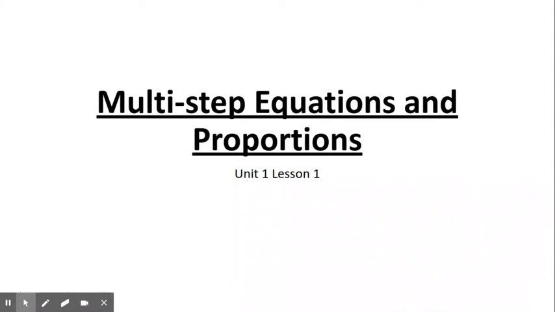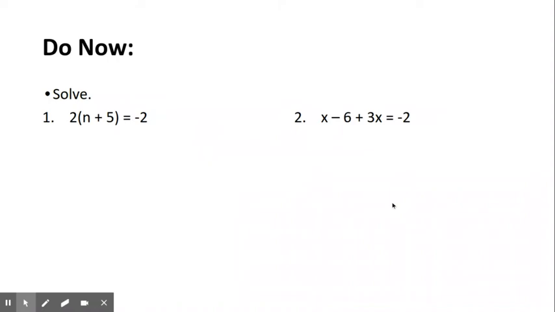All right. Hello, pre-algebra students. This is going to be your part 2 lesson on solving multi-step equations. To get us started with this, we've got our two do now questions to warm up our brains. You want to go ahead, pause the video, and try these two problems now.